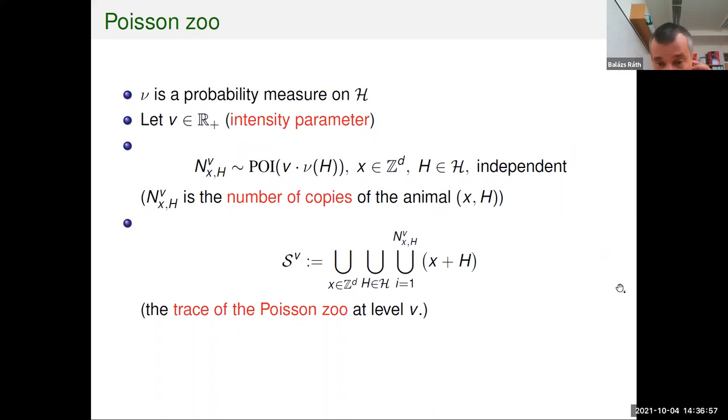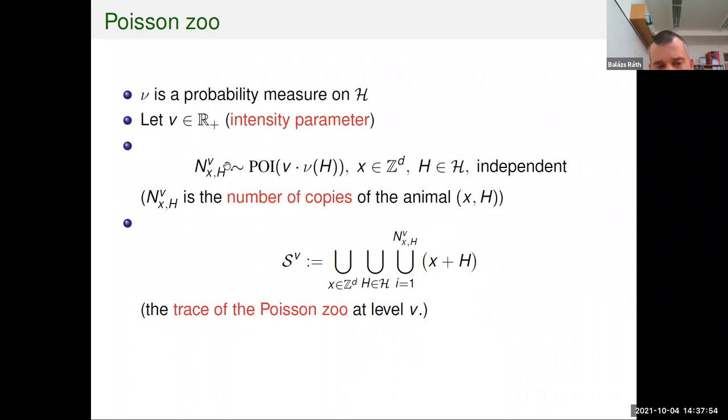And then I can define the main object of study, which is this set superscript v. So this set superscript v is a random subset of the d-dimensional lattice, and it's just the union for all vertices, for all animals, of these sets, where I take the union from i to N^v_{x,H}. And of course, you can immediately realize that the only thing that matters about these random variables is whether they are zero or bigger than zero, because it doesn't really matter if the value of this number is two or three, because you take the union of copies of x plus H multiple times.